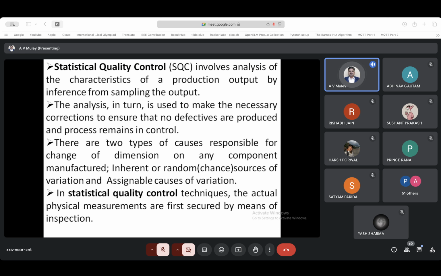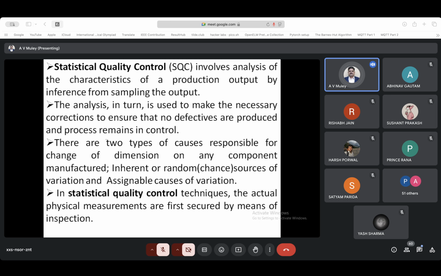There are two types of causes responsible for the change in the dimension of any component manufactured: inherent or random chances, random source of variation and assignable causes. जो हमने अभी देखा था. In statistical quality control technique, the actual physical measurement are first secured by means of inspection. तो आपको इंस्पेक्शन कर दैट्स व्हाई वी आर हैविंग मेट्रोलॉजी उसके लिए आपको इंस्पेक्शन करना होगा.